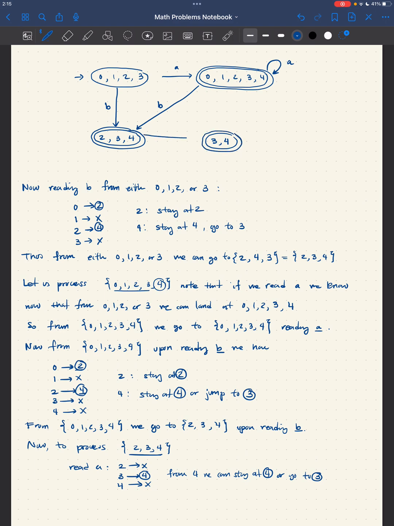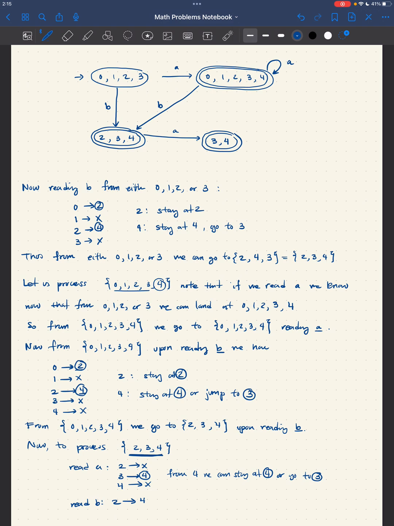And we just signal it here. Okay, we're reading an A. Now, what happens if we read a B from any of the states that were listed here? Well, let's see. If I have a 2 and I read a B, I can go to 4.